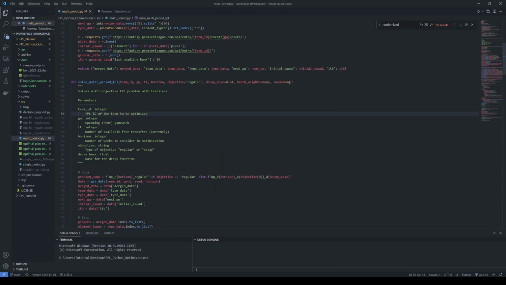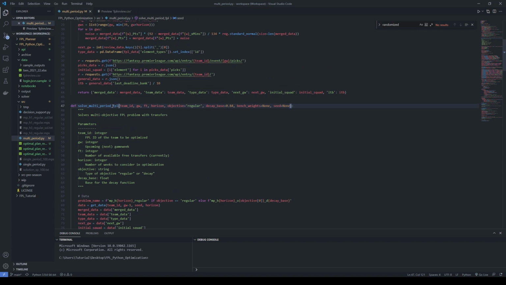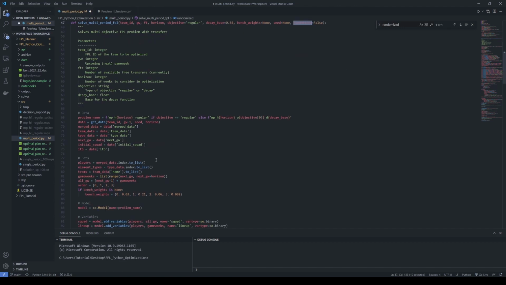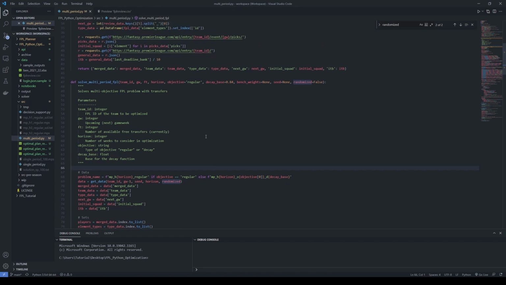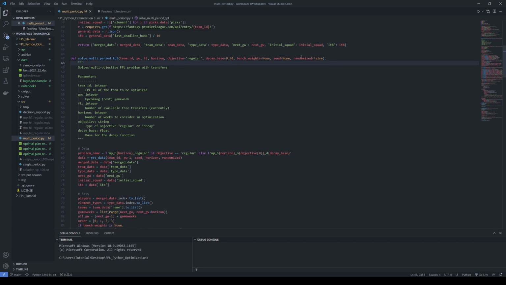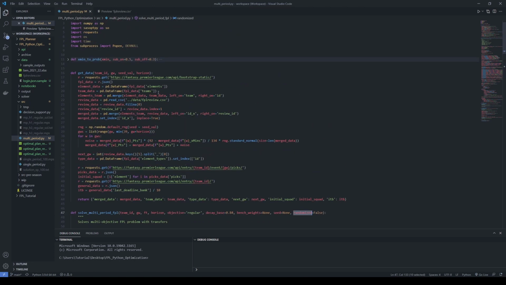And so I will essentially, let's see, seed none, and then I will say randomized false here, and then I will pass randomized here. So actually, probably in one of the future episodes, we will clean this up a little bit, because this function is getting bigger and bigger. So it makes sense to pass an options dictionary perhaps, instead of having all these parameters listed explicitly. But I will keep it this way for now.